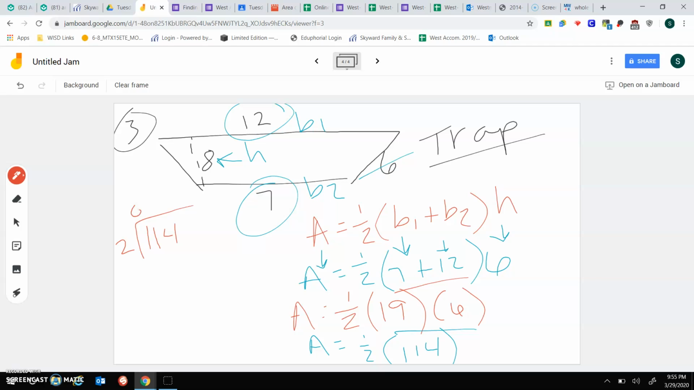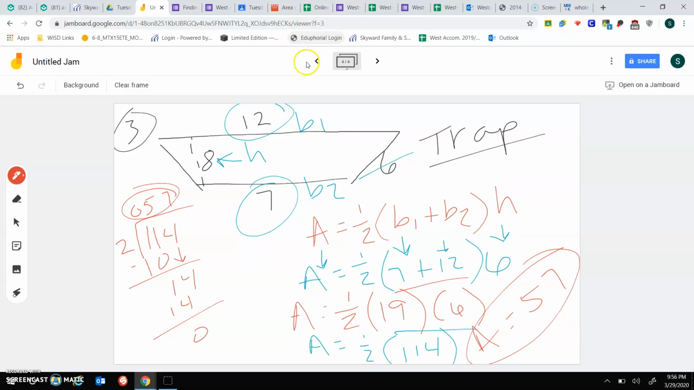Well, 2 cannot go into 1. Let's put a 0. 2 goes into 11 5 times, which is 10. 11 minus 10 is 1. Bring down our 4. 2 goes into 14 7 times. And we are at 0. So the area for this trapezoid is 57. And we can say inches squared.